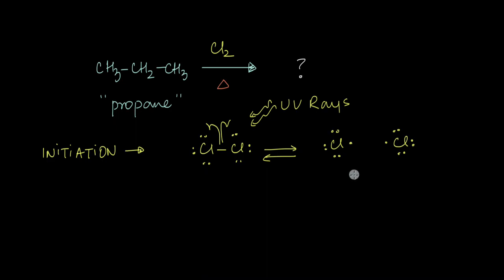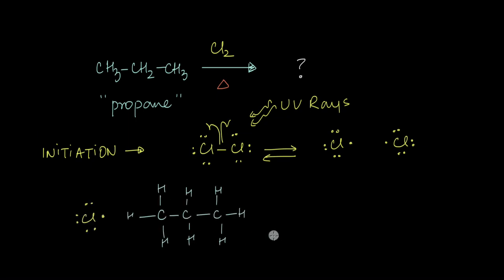Now one of the other things that might happen is that this chlorine radical, instead of colliding and reacting with another chlorine radical, can actually go ahead and collide with other propane molecules that are present in the mixture. So this chlorine radical can collide against this hydrogen of a propane molecule, and because it's very reactive, it can actually react with this hydrogen atom. It can in fact abstract this hydrogen from a propane molecule.